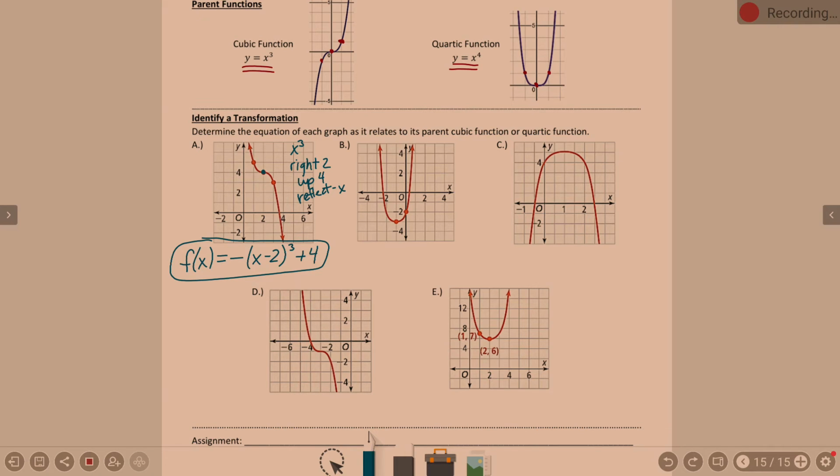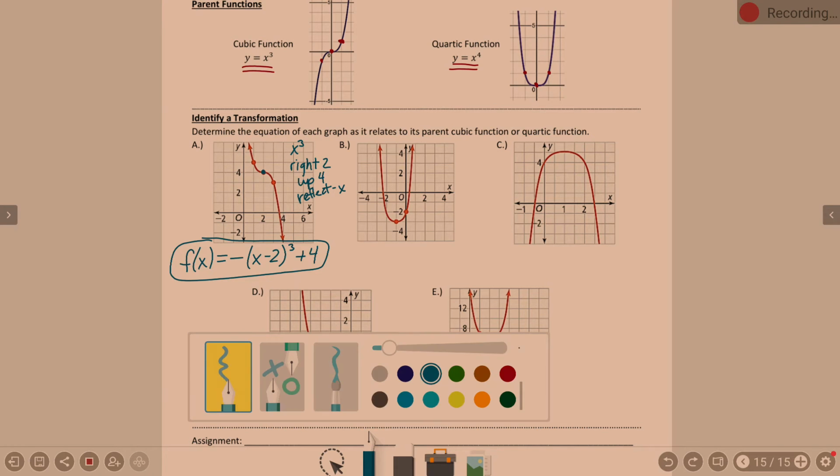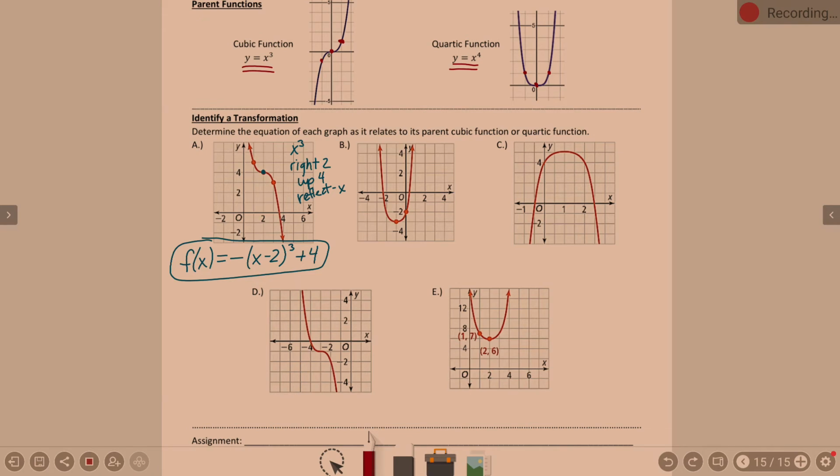Questions there? I did forget to mention, oh well, I'll mention it on the next one. Okay, B. What pieces do you see? Left 1, down 3. From the starting point of (0, 0), my vertex went left 1, down 3.